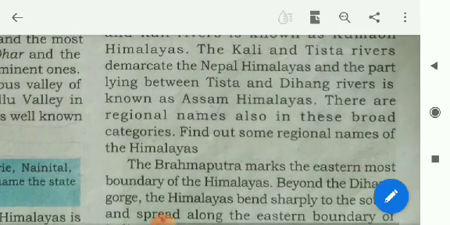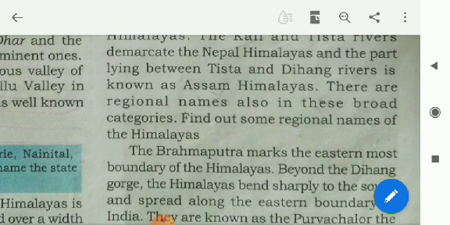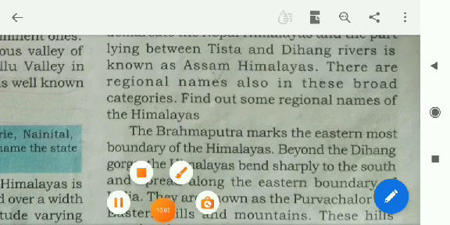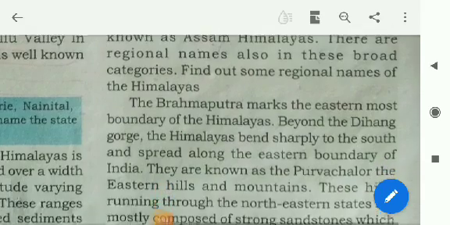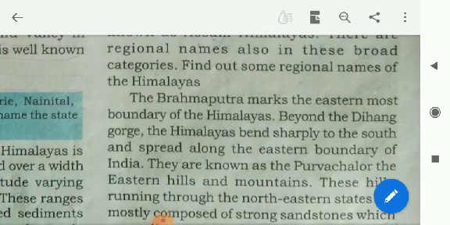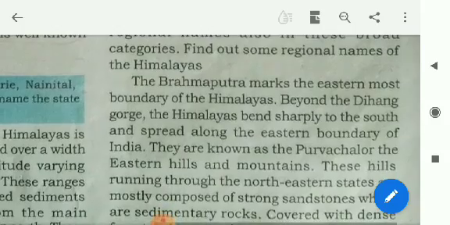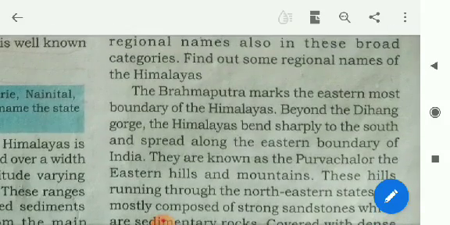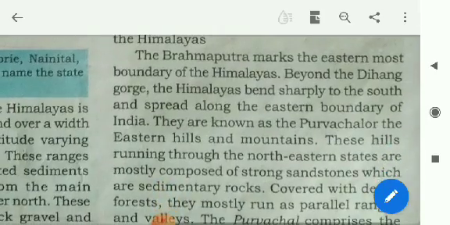The Kali and Tista rivers demarcate the Nepal Himalayas, and the part lying between Tista and Dihang rivers is known as Assam Himalayas. There are regional names also in these broad categories. Find out some regional names of the Himalayas.